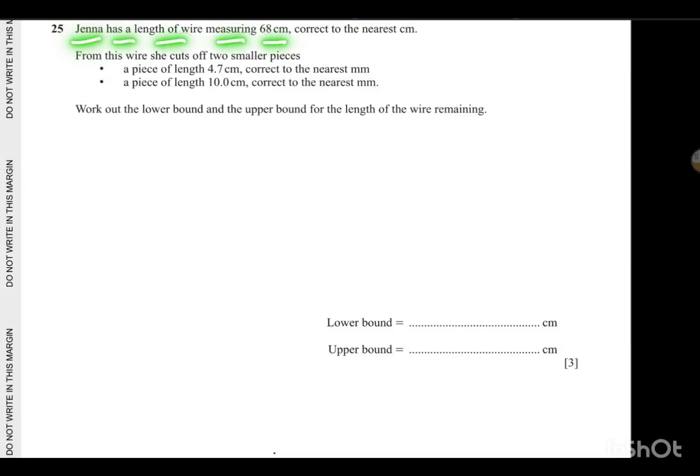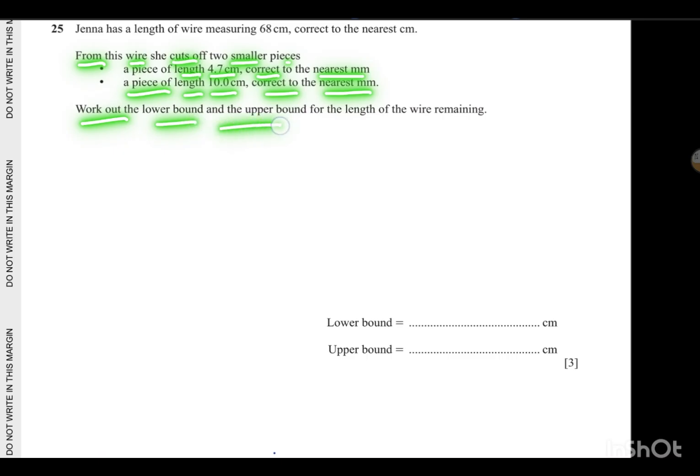Number 25. Jenna has a length of wire measuring 68 centimeters correct to the nearest centimeter. From this wire she cuts off two smaller pieces. A piece of length 4.7 centimeters correct to the nearest millimeter. A piece of length 10 centimeters correct to the nearest millimeter. Work out the lower bound and the upper bound for the length of the wire remaining. So we will write the upper and lower bound of the actual wire given here, which is 68 centimeters.